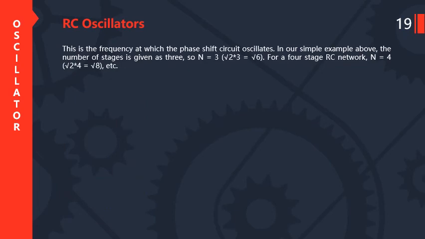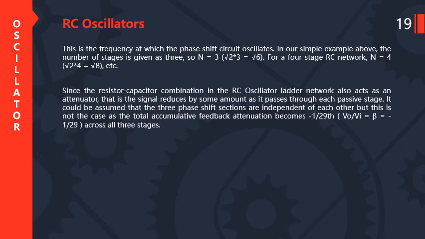This is the frequency at which the phase shift circuit oscillates. In our simple example above, the number of stages is given as 3. So N = 3, and √(2N) = √(2 × 3) = √6. For the 4-stage RC network, N = 4, so √(2N) = √(2 × 4) = √8, etc.